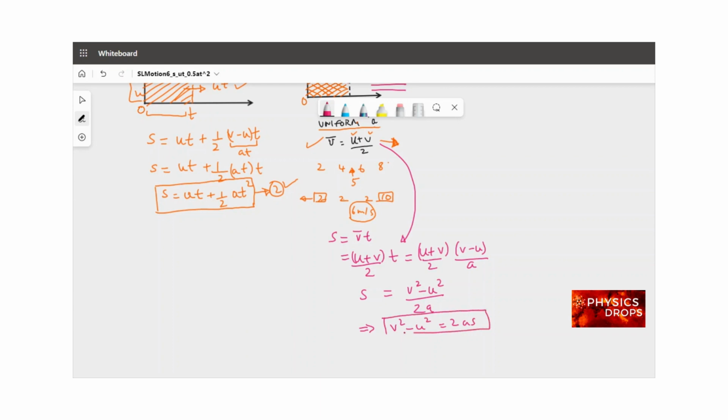So this is another equation that we are getting, which we can call equation number 3. So there are 3 equations we get. v equals u plus at, s equals ut plus half at square, v square minus u square is 2as. So these are the 3 equations of kinematics which we have seen.